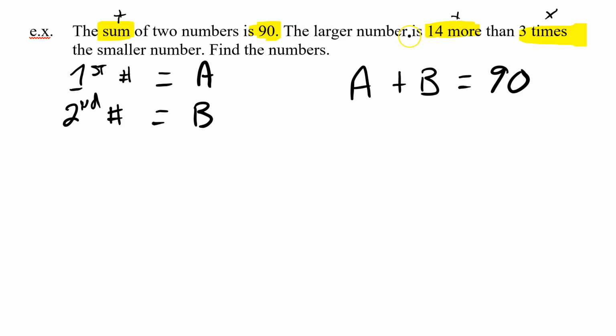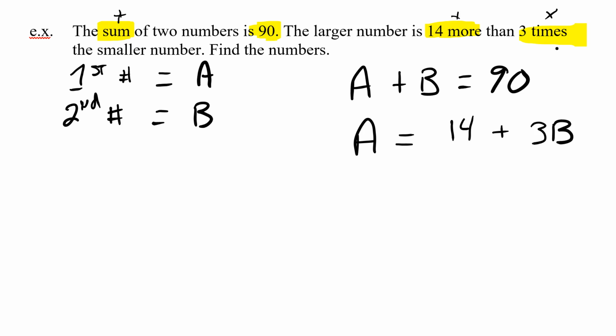The larger number, okay, the larger number was A, is, well, equals 14 more. So 14 plus 3 times the smaller number, which is B. Times, let me indicate just by having the two numbers beside each other. So A plus B equals 90. Sum of two numbers is 90. The larger A equals 14 plus 3B. The larger number is 14 more than 3 times the smaller.